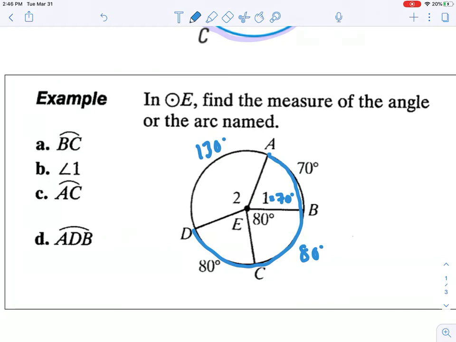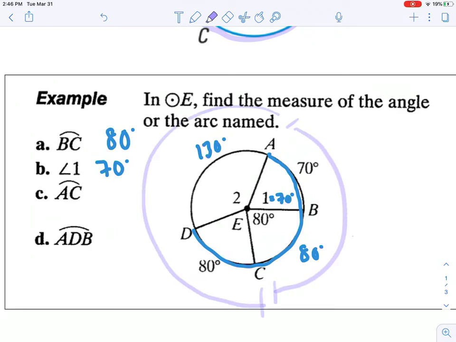Okay, let's see. Arc BC, 80 degrees. Measure of angle 1, 70 degrees. Measure of AC, how do I know if it's big AC or little AC? How do I know if it's this AC or this AC? The fact that it's 2 letters means it's the smaller one. It's the 150 degrees. AC is 150. If it said ADC, then that would be the bigger one, which would be 210.